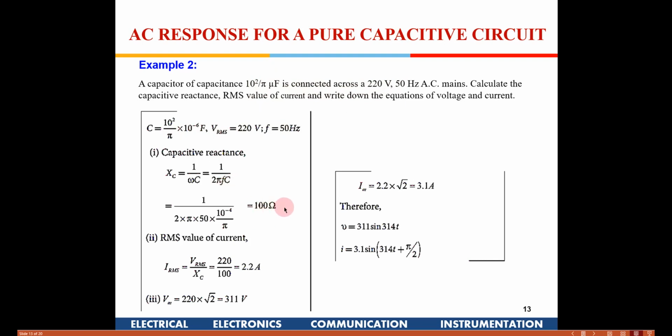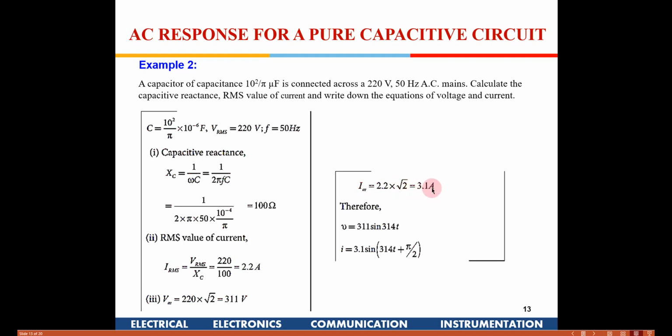If you substitute that, you will get 100 ohms as the capacitive reactance. Then, to find the RMS value of the current, it is just Vrms divided by Xc. Vrms is 220 which is given, and Xc, the reactance of the capacitance, is 100. So, you get the RMS value of the current. Now, to find V maximum, we know Vrms is V maximum by root 2. So, V maximum is 220 into root 2. Similarly, I maximum is I RMS into root 2. These are the maximum values.